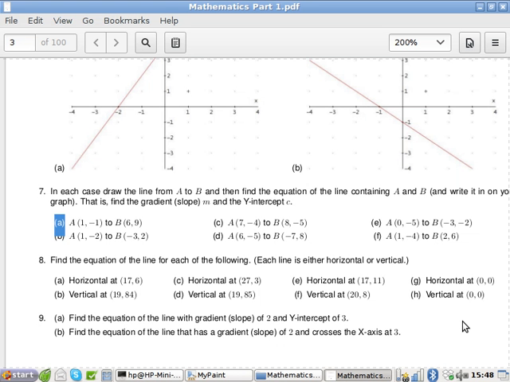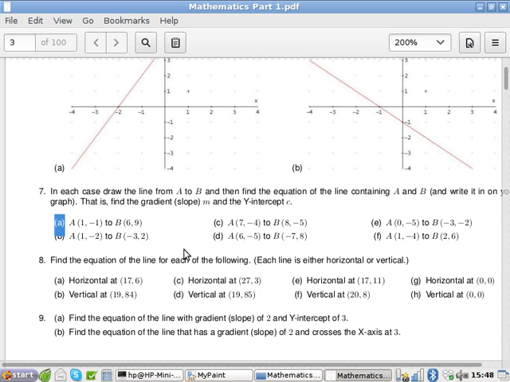So we have to find the y intercept. Yeah, I want the m and the c. I want the line. Oh, okay.